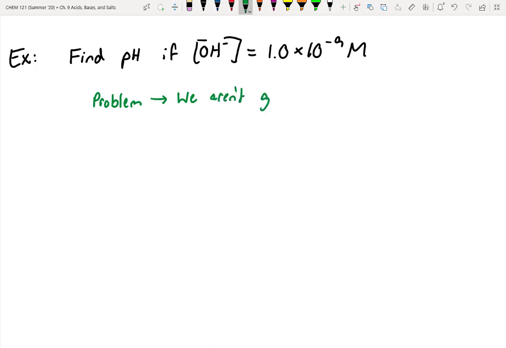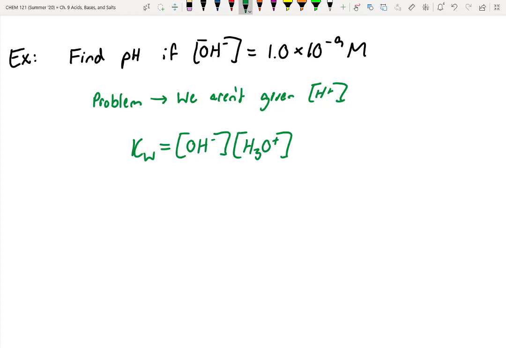So we aren't given H plus, all right? But can we find it? Absolutely. If you remember, Kw is equal to the hydroxide concentration times our hydronium concentration. So let's rearrange this and try to solve it for H3O plus. That just means that H3O plus would be equal to Kw over our concentration of OH minus.